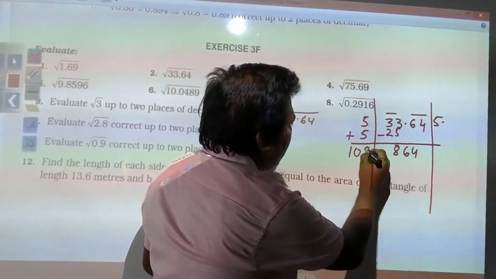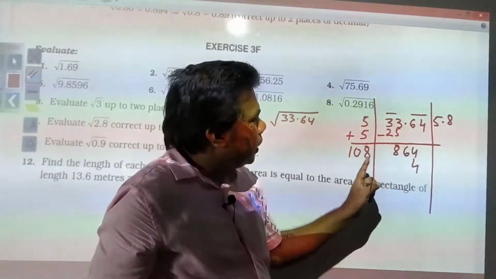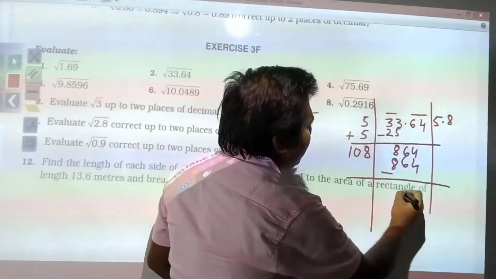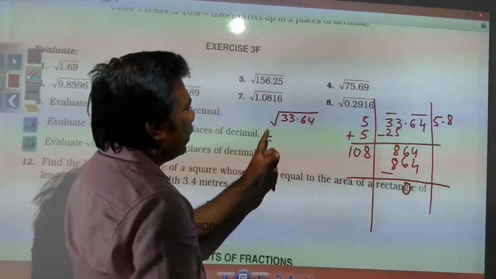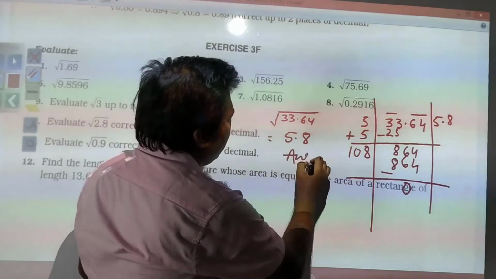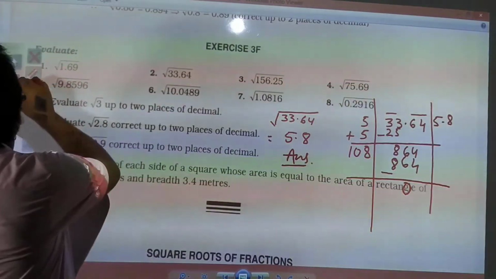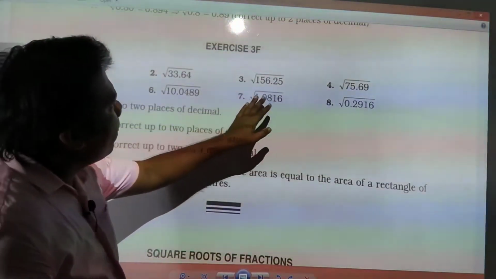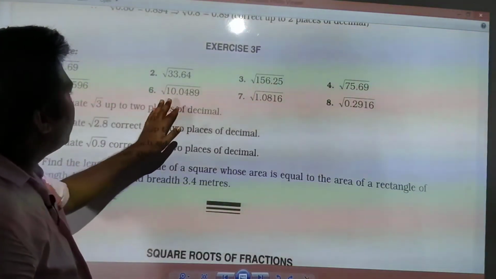You see 8 8s are 64, 6 you have, 8 0s are 0 and 6 you have, and 8 1s are 8. So after subtraction you will get remainder 0. So lastly you have got root under 33.64 is equal to 5.8, and this is your answer. So in this way all the questions are required to be solved. Here you see some more questions. Suppose you take any one question, and the rest of the questions you should be able to solve by yourself.